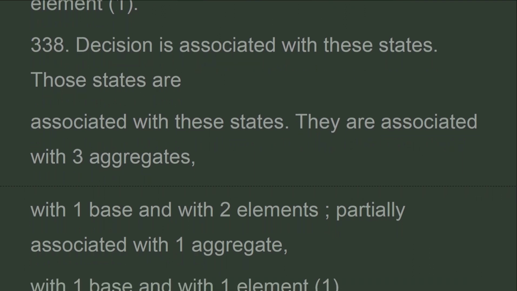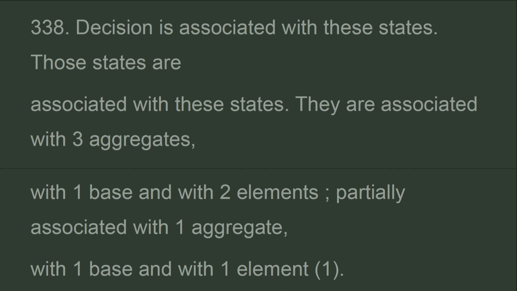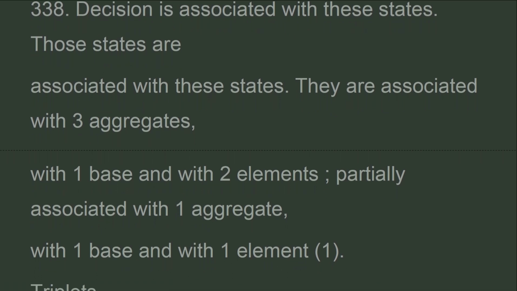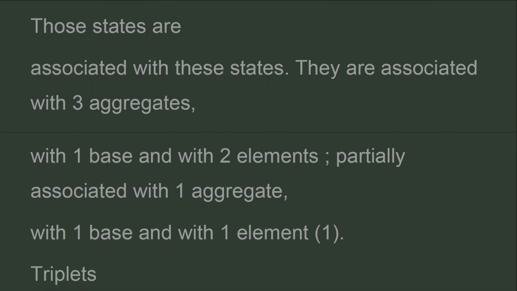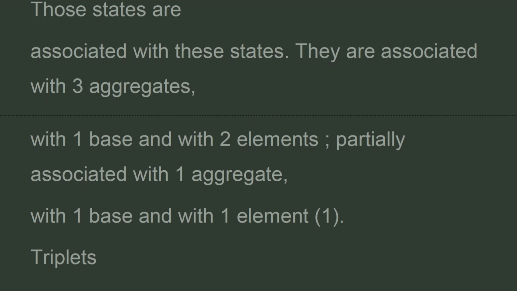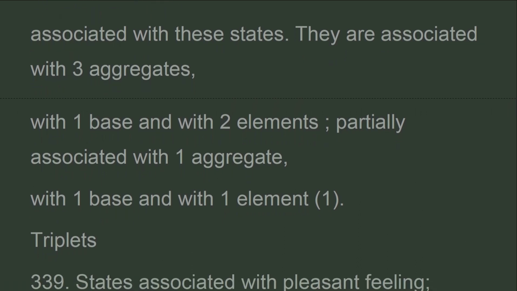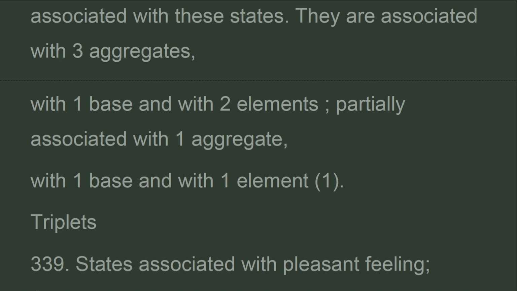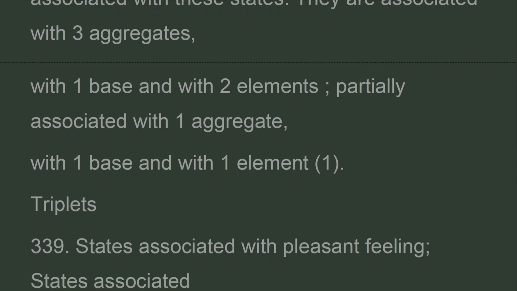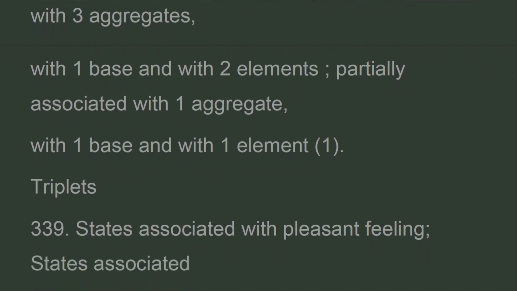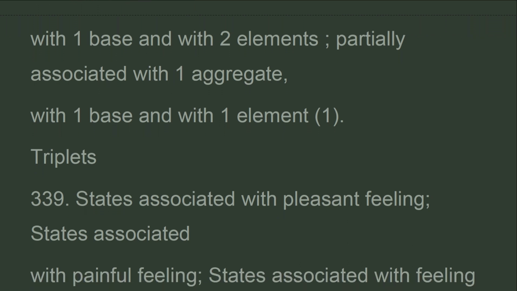338. Decision is associated with these states. Those states are associated with these states. They are associated with three aggregates, with one base and with two elements. Partially associated with one aggregate, with one base and with one element. Triplets.